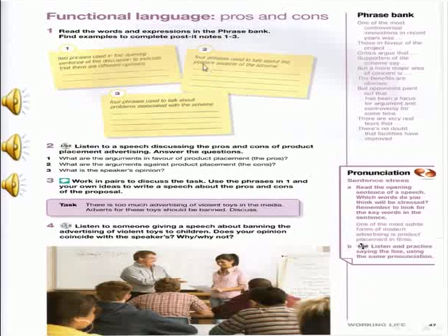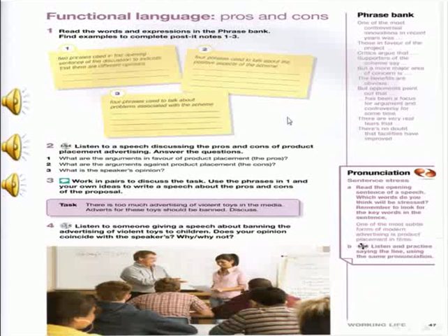Now, number 2. Four phrases here. Four phrases for number 2. Right. The first one, those in favor of the project. This is the first one. All right. The other one, supporters of the scheme say. All right. Another one, the benefits are obvious. All right. The last one, there is no doubt that facilities have improved.